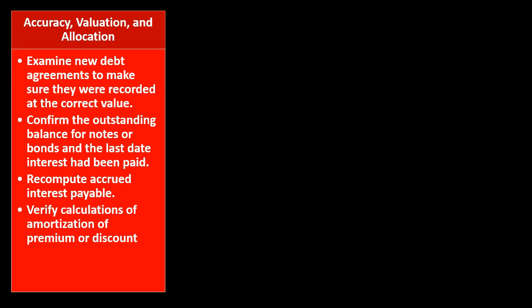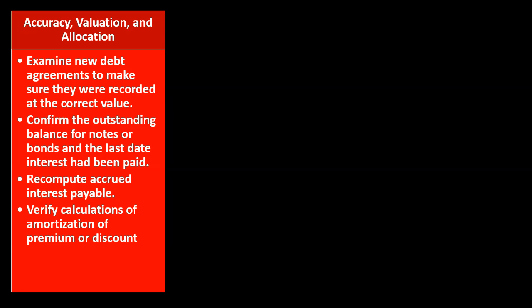If it's a straightforward note that we have, or if we financed equipment, that's pretty straightforward. If it's a bond, that's still fairly straightforward. If it's a more complex instrument that doesn't have standard payments, or the interest rate fluctuates, then it could be a little bit more complex to figure. Confirm the outstanding balance for notes or bonds and the last date interest had been paid. So we want to consider what the outstanding balances are as of the cutoff date, the end of the year. We want to consider when those last interest payments were made, and match them up to the payment process in terms of the amortization table.